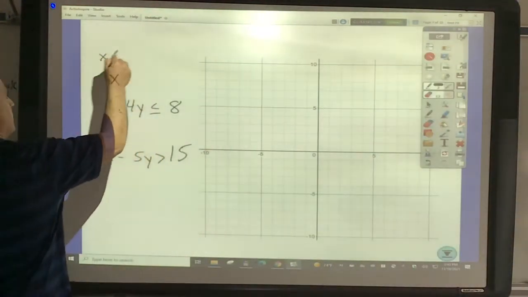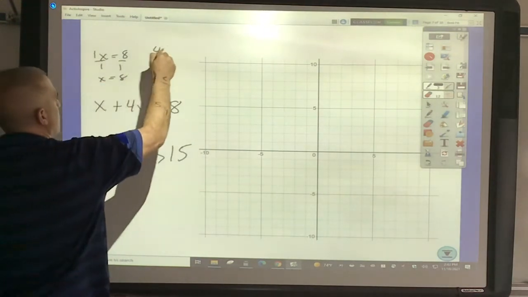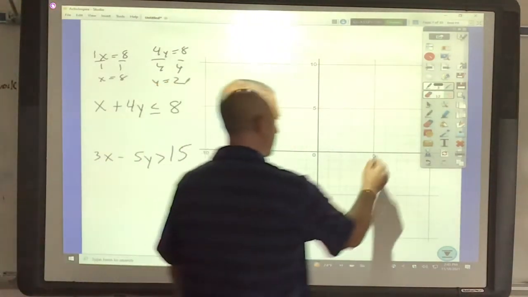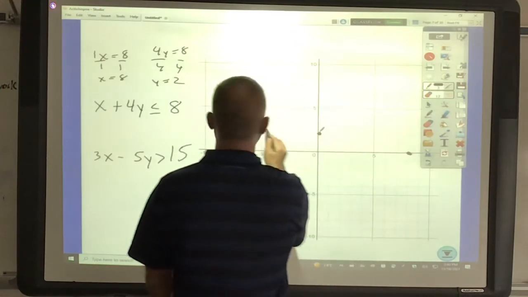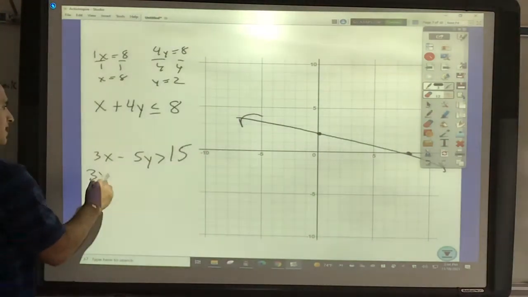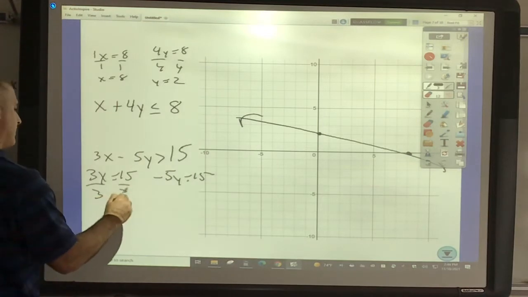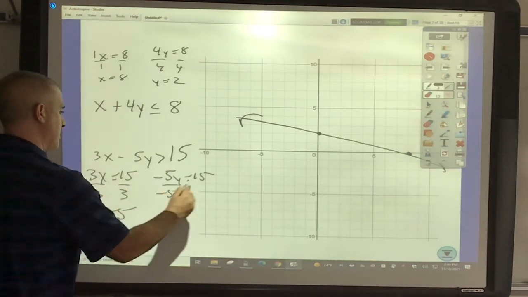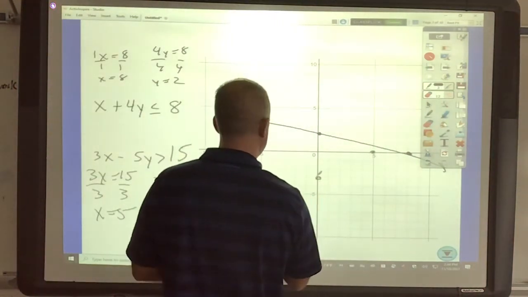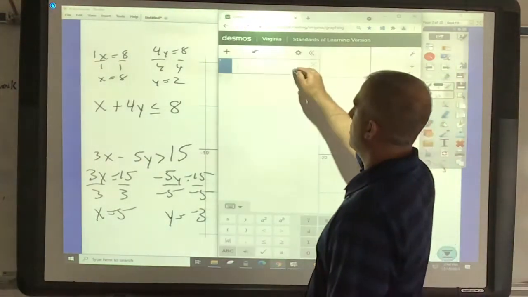So I got x equals 8, that's pretty easy. If you want to put a 1 there, you can. So x equals 8, 4y equals 8, divide by 4, got y equals 2. Okay, so 8, 2, that's going to be a solid line. All right, this one, I'm going to go 3x equals 15, negative 5y equals 15, divide by 3, divide by 3, x is 5, divide by negative 5, y is negative 3. So x being 5, y being negative 3, that is going to be a dashed line. You just got to read which one it is, and then let Desmos do the work.